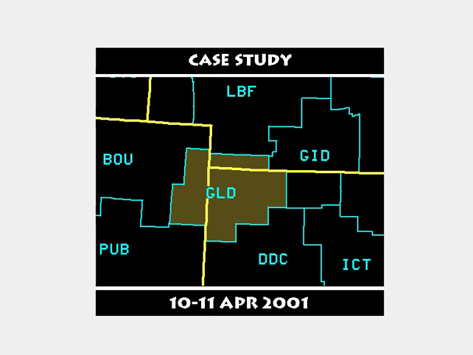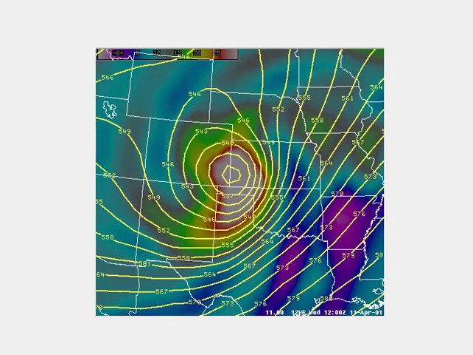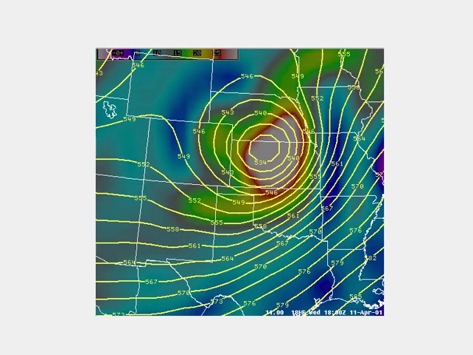Now let's look at a case study from 10/11 April 2001, and we'll be considering the Goodland, Kansas CWA here. We'll set this case up by looking at the progs. First, we'll look at upper levels. Here's the ADA forecast 500 millibar heights with vorticity shaded. And you can see a four corners low prog to move towards the northeast into the plains and deepen.